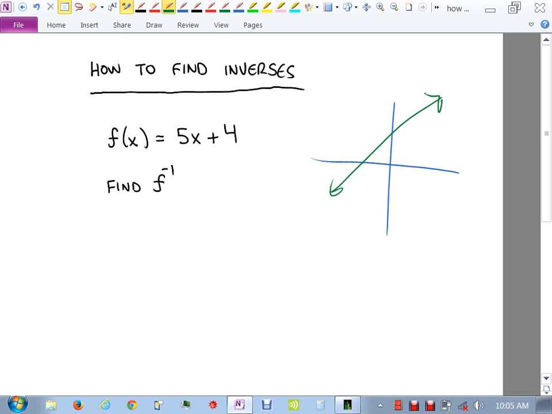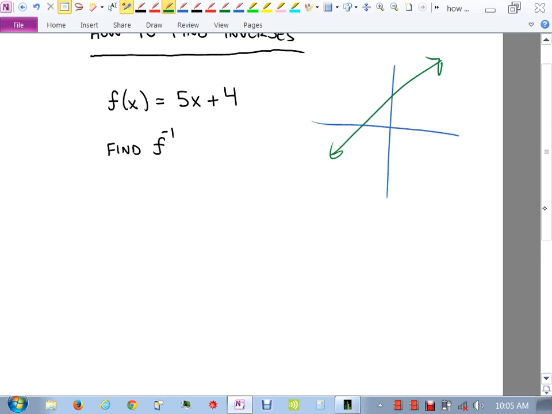Now, when it was 3x, it was easy, right? Because you just divide by 3 and you undo it, right? But this one's a little more challenging because we have to undo 5x plus 4. So you ready to try and undo it? Okay, here we go. Here are the set of steps. You like steps? First step, replace f of x with y. So I'm just going to rewrite the problem. y equals 5x plus 4.